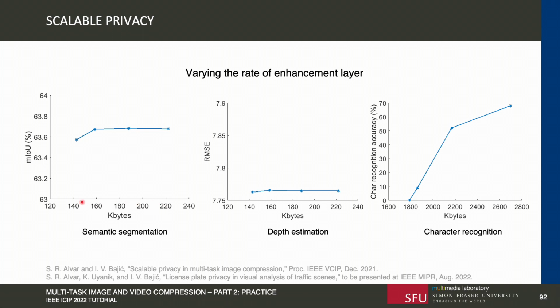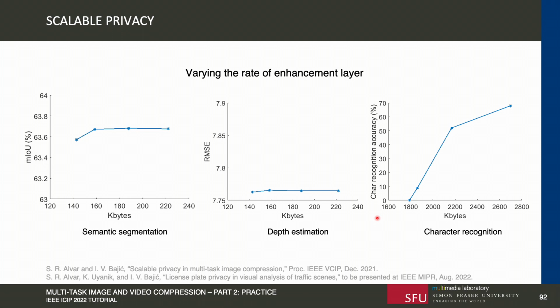And we can see that as we vary the amount of compression applied to this enhancement layer, the accuracy of the non-private tasks doesn't change much. It stays pretty much constant, which tells us that there isn't much relevant information for the non-private tasks inside of that enhancement layer. We've managed to isolate it into the base layer. And then the third graph here shows the file size versus character recognition accuracy in these images.